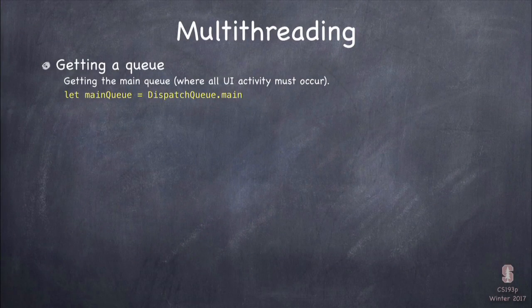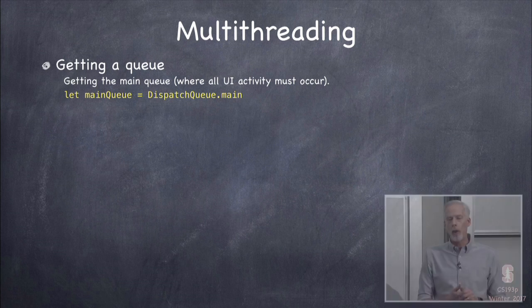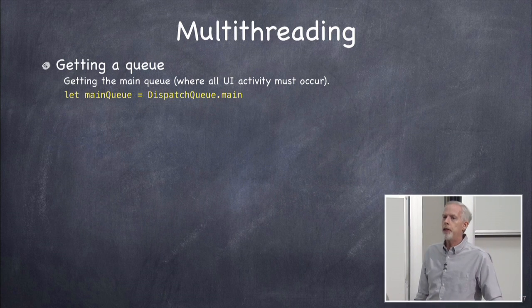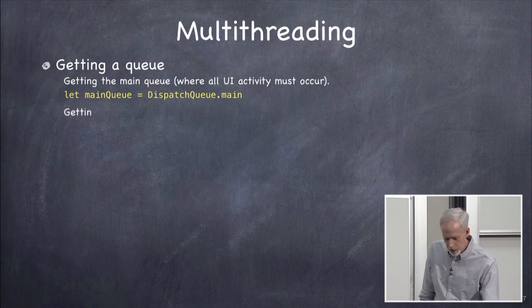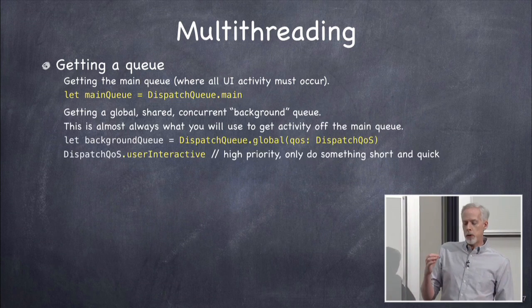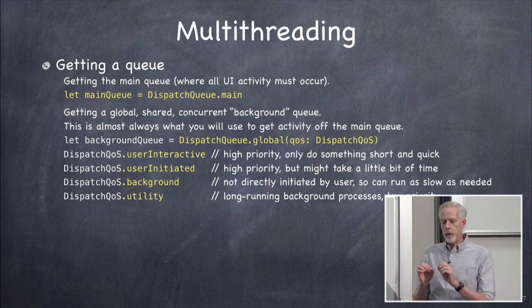So let's talk about the code. How do you get a queue? I need a queue because I want to put a block of code on this queue. I want it to get in line to go run. Well, for the main queue, you just use DispatchQueue.main. It's a static var, a class var on the class DispatchQueue. And that's it. You have your main queue. Couldn't be easier. Now, getting one of these global concurrent queues is a little bit more work.